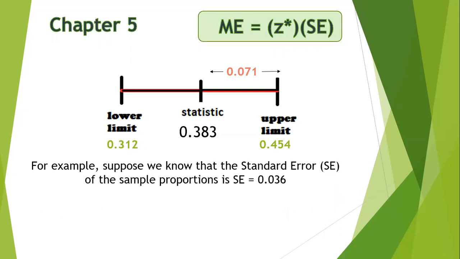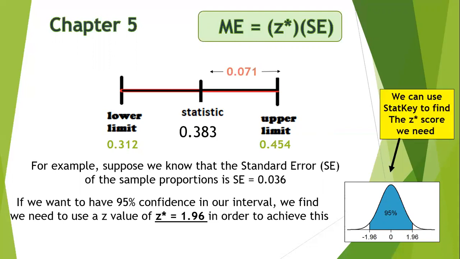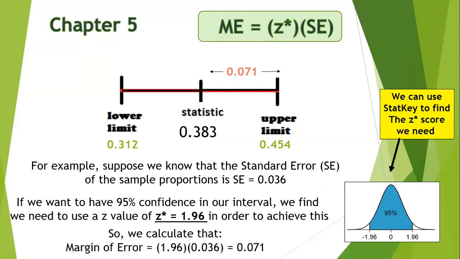For example, suppose that we knew that the standard error of the sample proportions here was 0.036. Now, if we want to have 95% confidence in our interval, we can find using StatKey, for example, that we need to use a Z star value of 1.96 in order to achieve that level of confidence. So what will we do? We will multiply our Z score by our standard error. We'll calculate that the margin of error is 1.96, our Z score, times 0.036, our standard error. And that'll give us our 0.071. So margin of error is Z score times standard error.